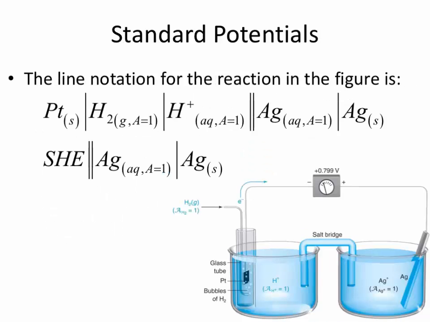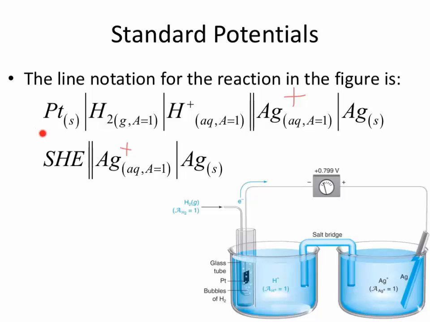And if we write out the line notation for the reaction that we have going on down here in our schematic, it is given here. We have our standard hydrogen electrode on the left, then we have our salt bridge here, and then we have our aqueous silver ions. There should be a charge on this, +1 up there. Our aqueous silver ions are reacting to give us our solid silver.